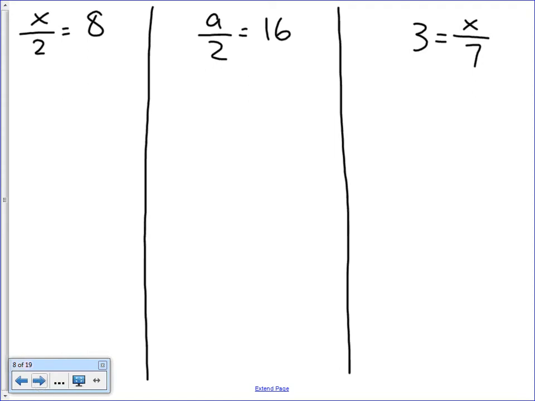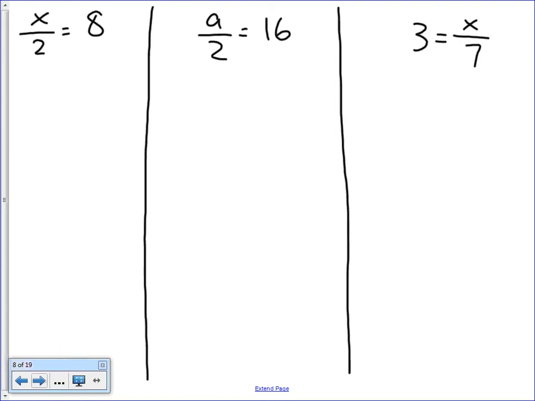So these are one-step equations where, if I read out the first one, I have x divided by 2 equals 8. So what happens when I have a number that's dividing the variable? To get rid of a number that's dividing the variable, all we need to do is multiply by 2.